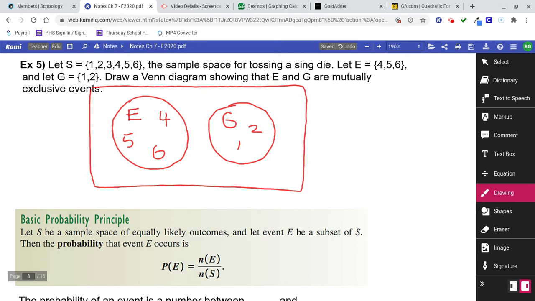Make sure you draw a box that normally represents the universe, but we're calling it the sample space. So I'll put an S there for sample space. And the only thing left in the sample space that's not drawn is the number 3. So let's put a 3 in there. So this is a Venn diagram for that particular situation.